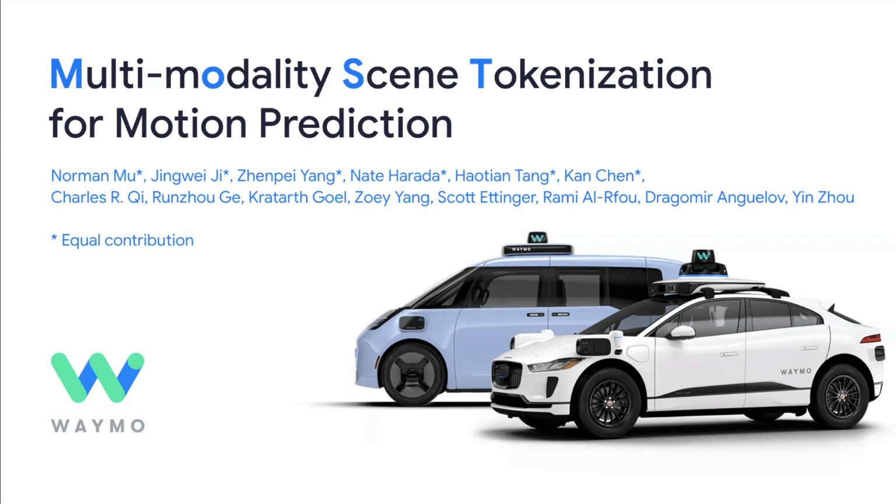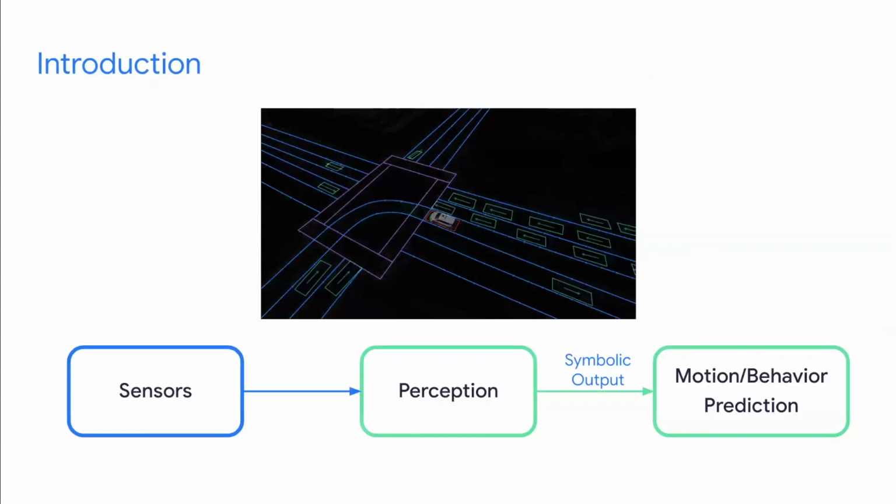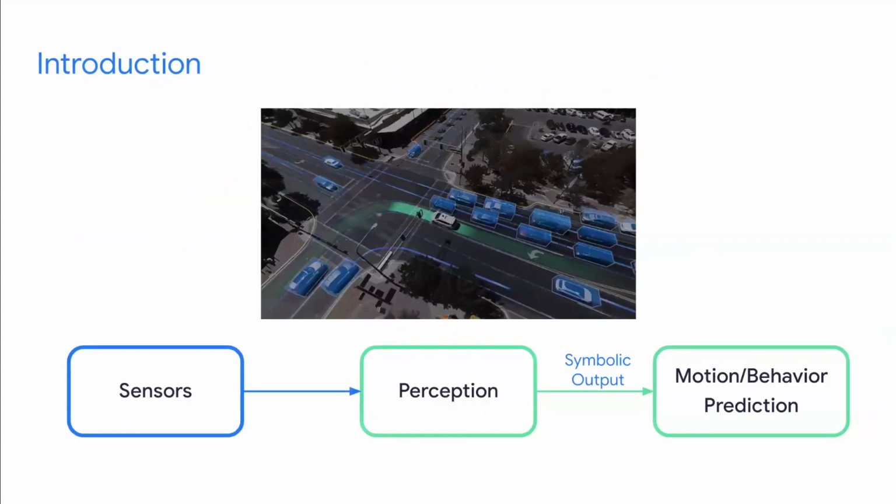Hello. Today I'm presenting our CVPR 2024 paper, Multi-modality Scene Tokenization for Motion Prediction, called MoST from Waymo. Predicting the future behavior of other agents on the road is a core problem in self-driving.